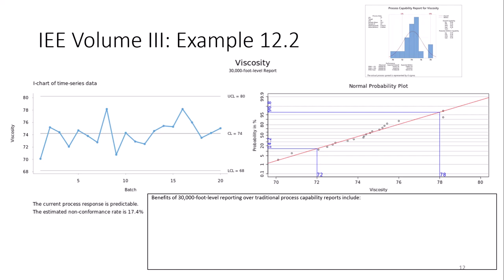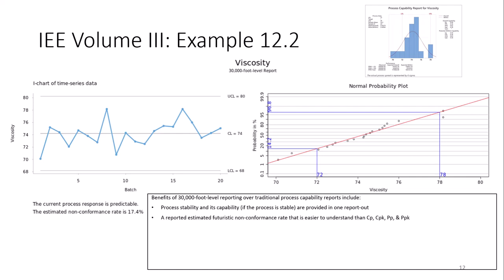Benefits of 30,000 foot level reporting over traditional process capability reports include process stability and its capability are provided in one report out. This report out will show the process to be stable if there are no points above the upper and lower control limits. A reported estimated futuristic nonconformance rate that is easier to understand than CP, CPK, PP, and PPK.